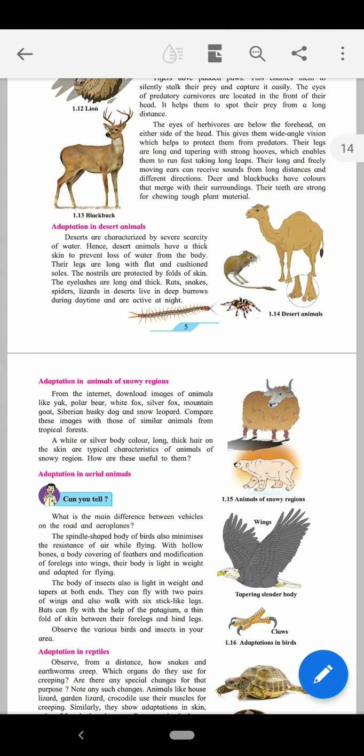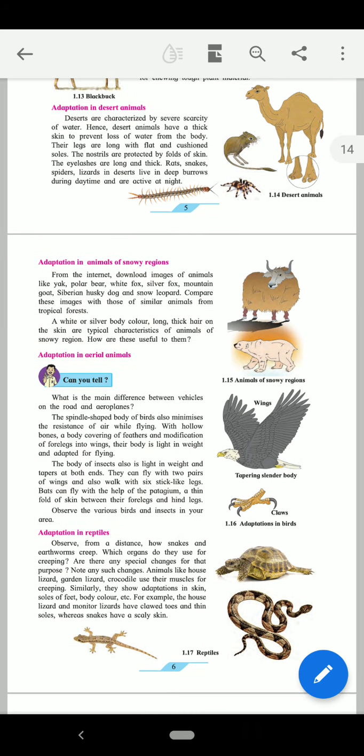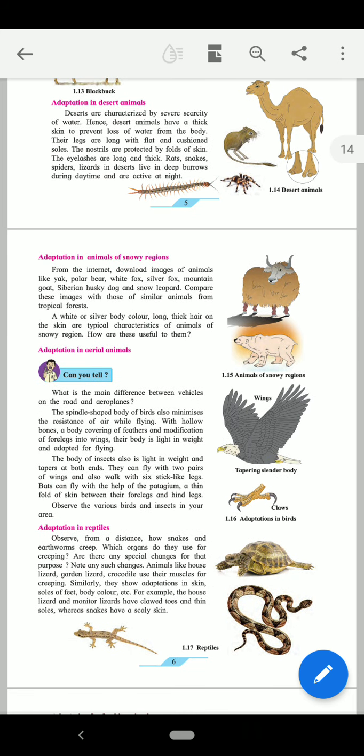We took the example of yak and polar bear, and their color is white. They have long, thick, hairy hair on their body, which prevents the cold and keeps their body warm. In the case of aerial animals, we saw that they also have a spindle shape, so that it minimizes the resistance of air while flying.